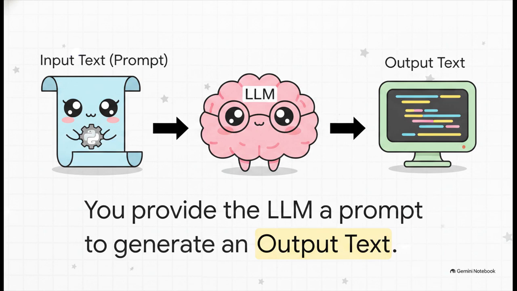The way we actually interact with these massive models is surprisingly straightforward. It's just a basic input-output loop. You give the LLM an input text, which we call a prompt. For example, you might ask it to write a Python function that receives an image and plots it using the matplotlib library. The LLM processes that prompt and generates a highly accurate, custom-coded output text response right back to you.